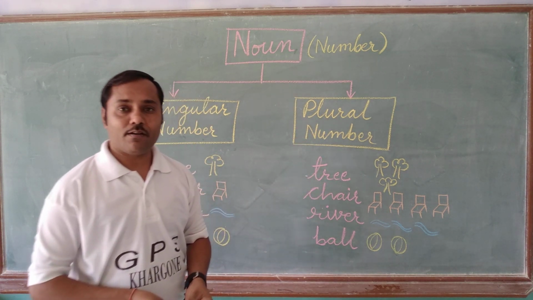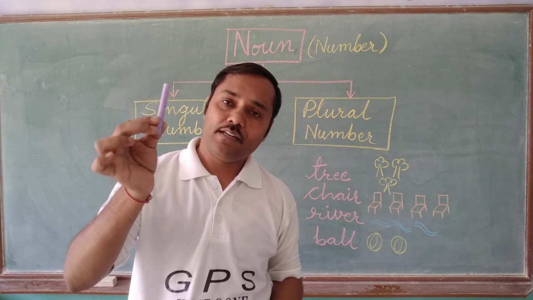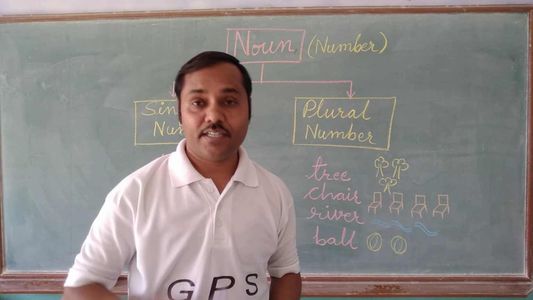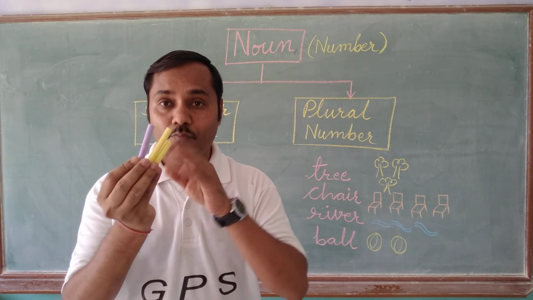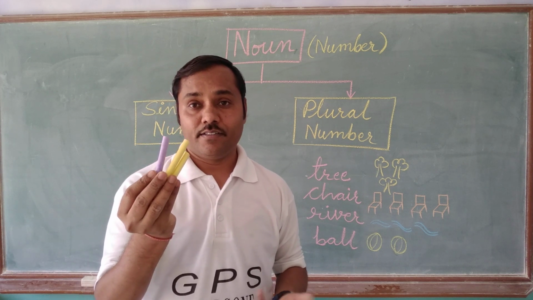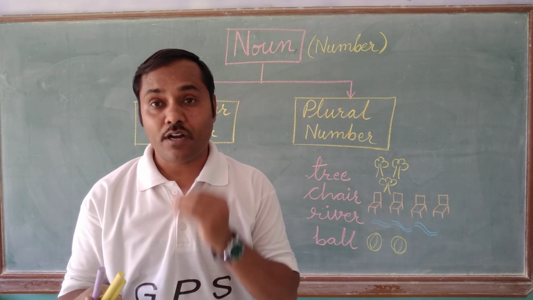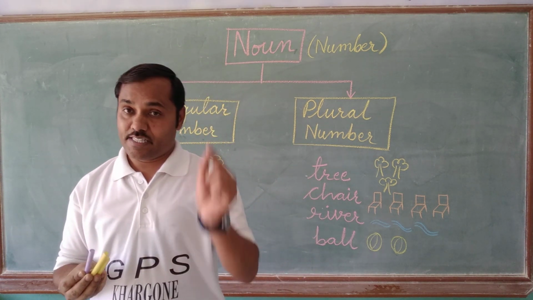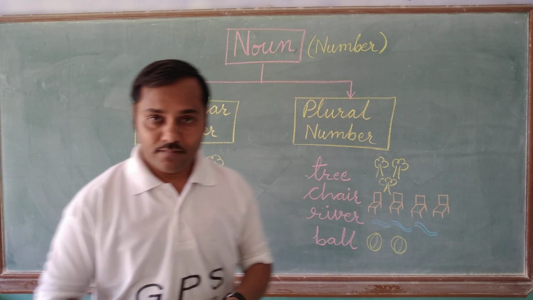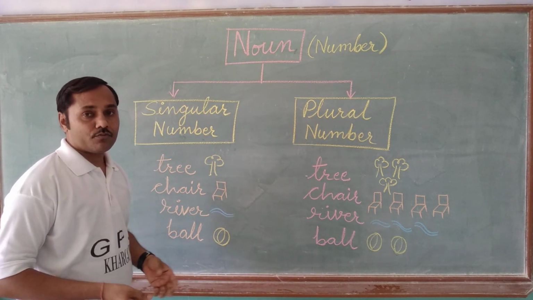For example, if I talk about only one chalk, this is only one chalk. But if I talk about more than one, these are three chalks. At that time, I pronounce it chalks. Yes, I add s at the end. Now, let me explain you with some examples.